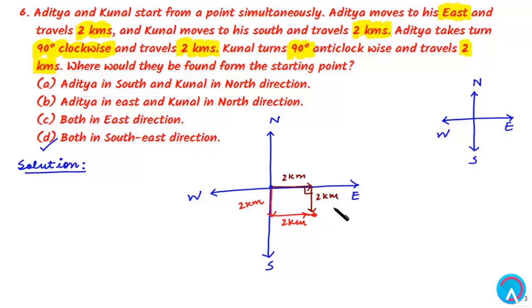And we have to find where would they be found from the starting point. So it is very obvious that from the starting point, they are in the southeast direction. So both of them are in southeast direction.